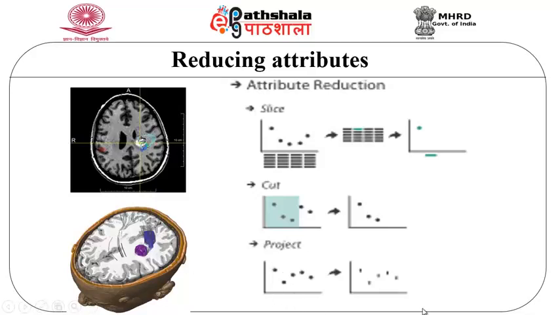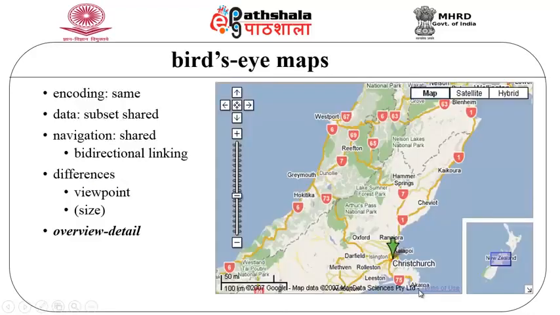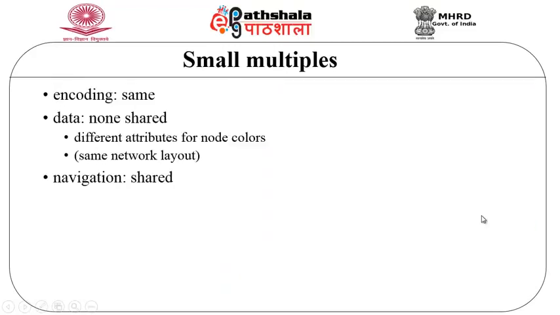Next one is projection of the entire data points onto the display plane. So this is a bird's eye map. The encoding is the same kind of encoding. The dataset, a subset, is being shared. The navigation is some kind of bidirectional linking. So the differences are the viewpoint and the size. This shows the overview as well as a detailed part as such. In the case of small multiples, none of the data is being shared, and there are different attributes for node colors.